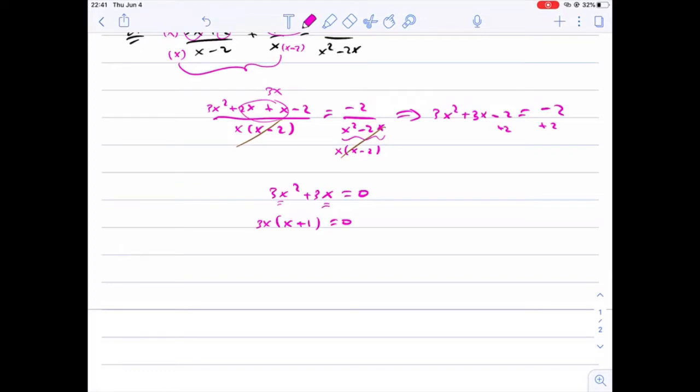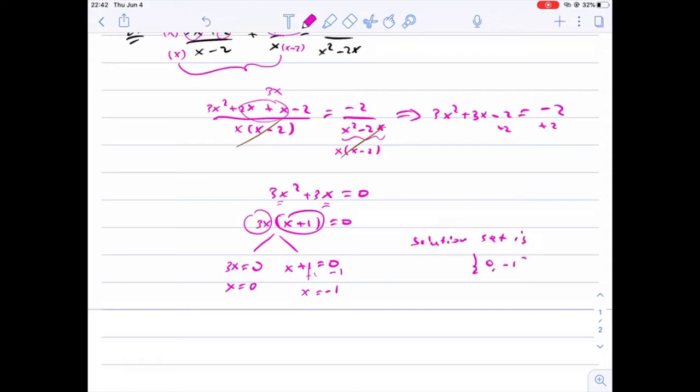This property is the zero factor property. So either this equals 0 or this equals 0. And then we divide by 3, we get x equals 0. Here we subtract 1 from both sides, we get x equals negative 1. So the solution set is 0 and negative 1.